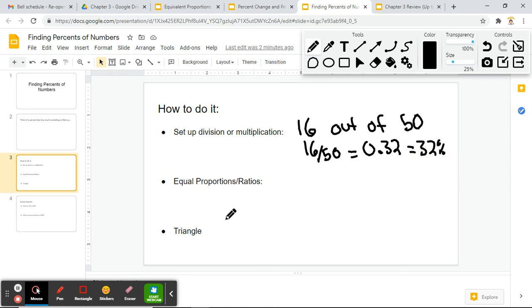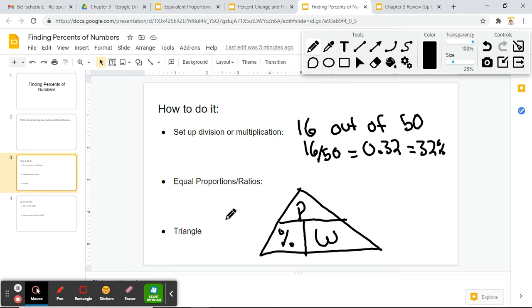So, of course, we could set up division or multiplication. We could also set up equal proportions and ratios, which I won't get into much now, but we will get into in another video. And we could also set up our triangle, right? So remember our triangle here. We have 3 parts in it. We have the part, the percent, and the whole.